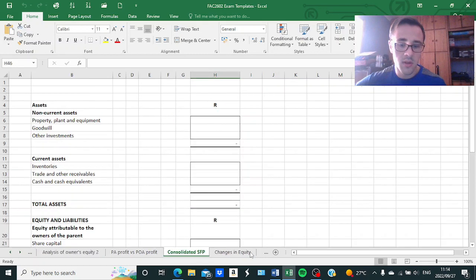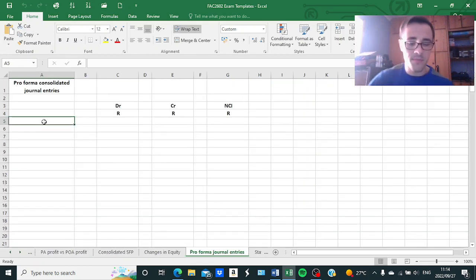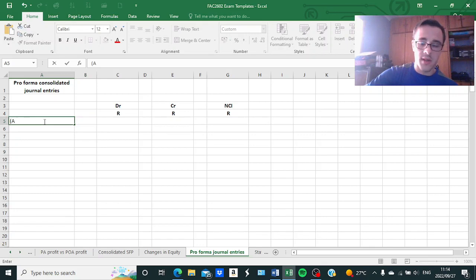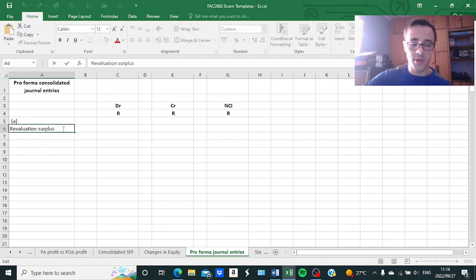Let me just go to the correct calculation here. So for number A, we will debit the revaluation surplus account, because remember that the revaluation surplus amount of 750,000 has a credit balance. We just need to remove the portion that is attributable to NCI, or non-controlling interests. Just show your calculation.